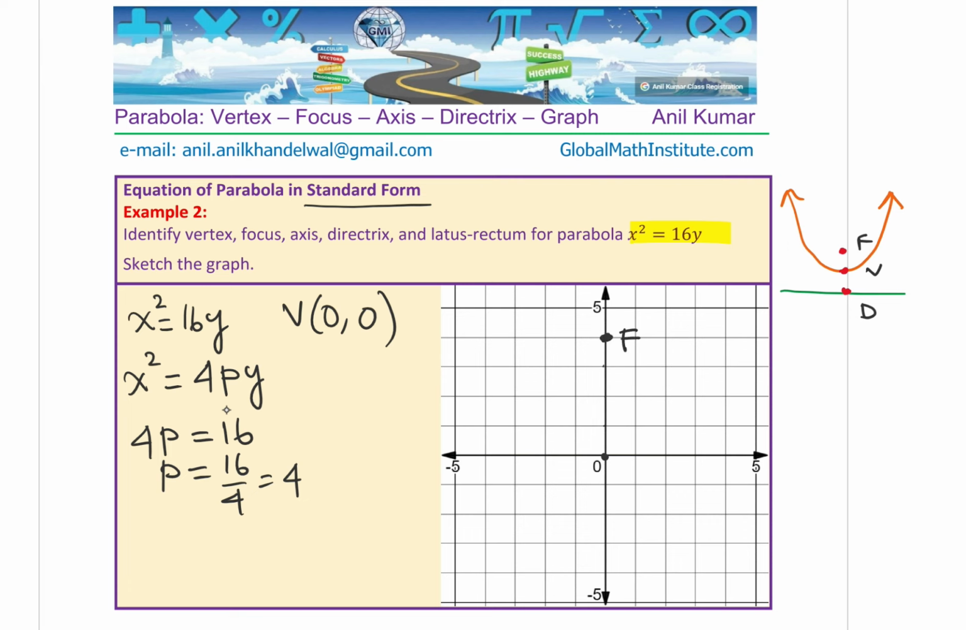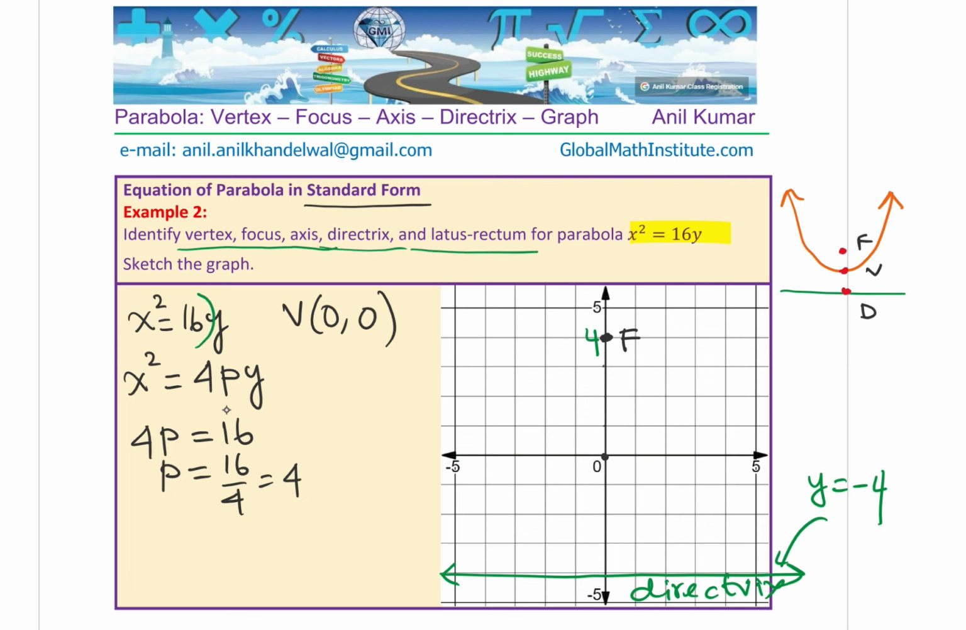So directrix will be 4 units on the other side. So 1, 2, 3, 4. So this horizontal line is going to be the directrix for us, right? Whose equation will be y equals to minus 4. Perfect. The focal point will be at 4. So we get all these points. Now from here, we have found the vertex, the focus, axis, directrix, and latus rectum is actually equals to 4p. So latus rectum will be equal to 16.